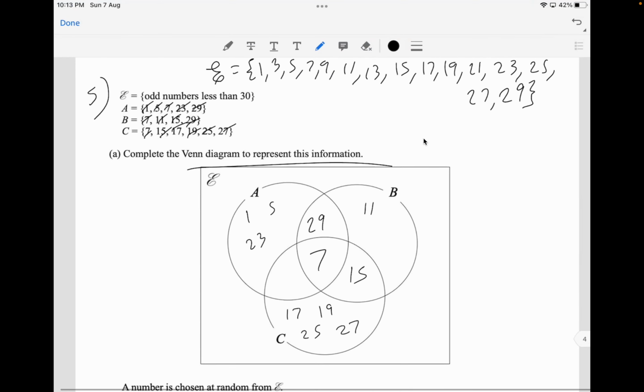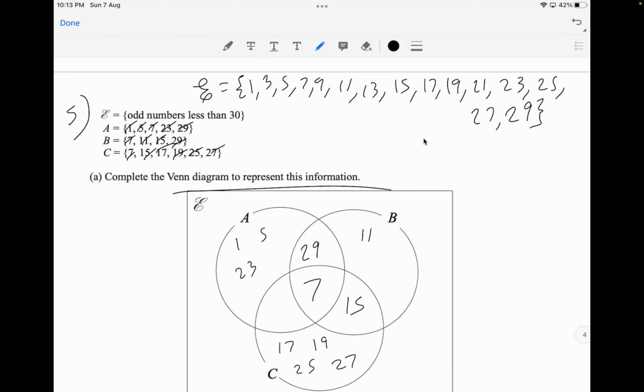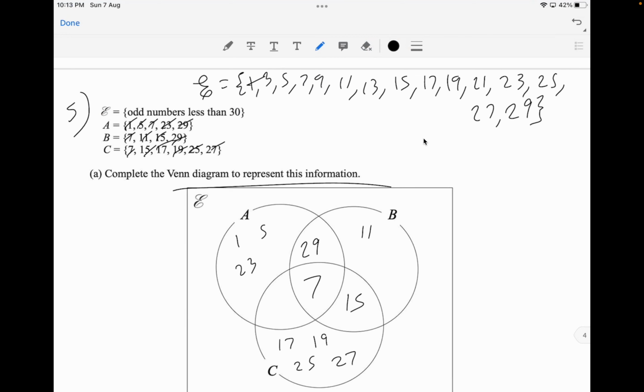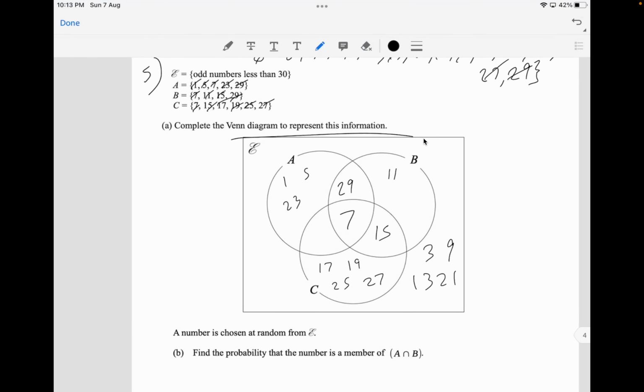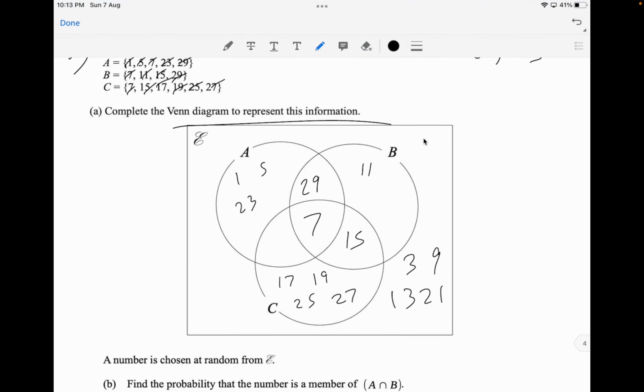Now you're going to check with the universal set, whatever's left. You know that 1 is there, 3 needs to be there, 5 is there, 7 is there, 9 needs to be there, 11 is there, 13 needs to be there, 15 is there, 17 is there, 19 is there, 21 needs to be there as well, 23 is there, 25, 27, and 29 are also there. That's it, everything less than 30. Now we have completed the Venn diagram to represent this information.